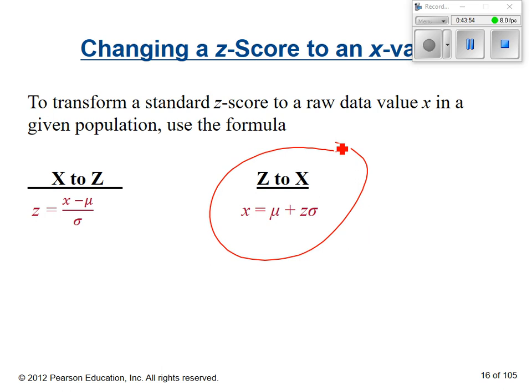If we're going the other way, if we're changing it from a z-score to a raw score, so we want to find the x value, then it's mu plus z times standard deviation.